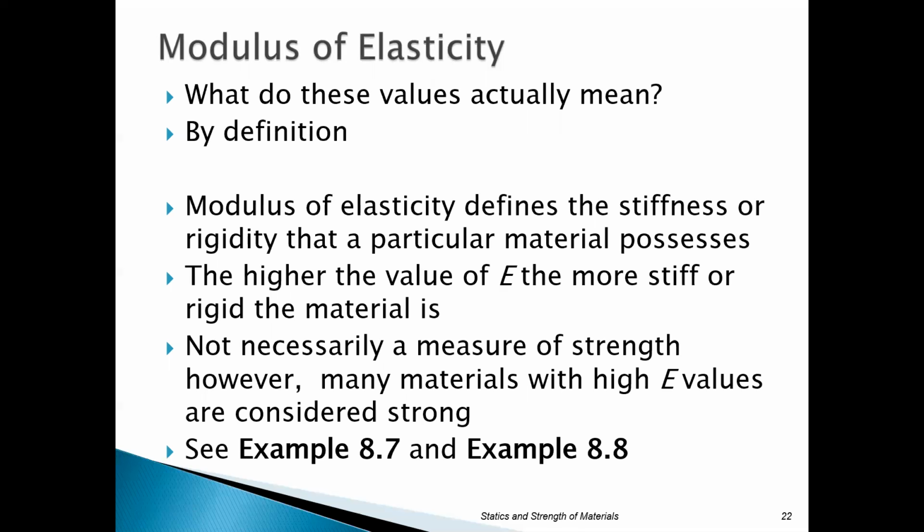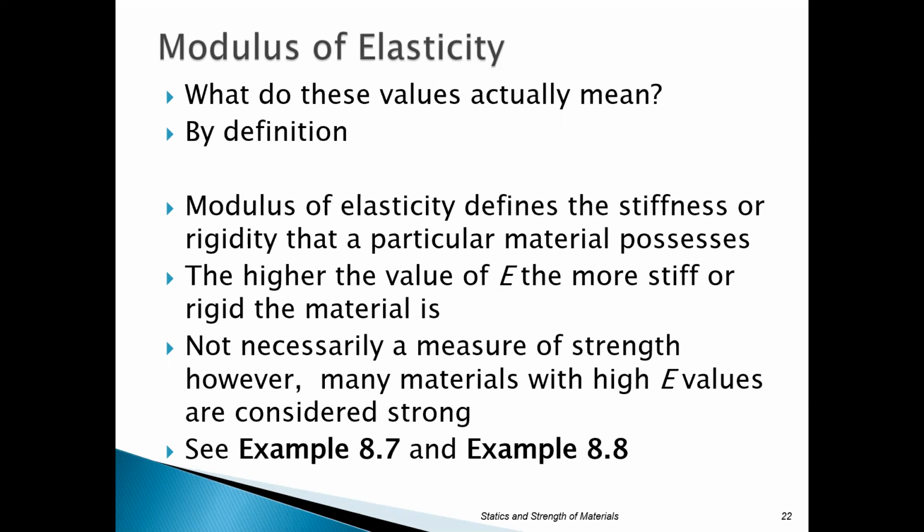So that stiffness is a resistance to that. So the higher the value of E, the more stiff or the more rigid the material is. For instance, you take a rubber band, that's not very stiff. It's going to really, really pull. So you're going to have a really low number when you talk about its modulus of elasticity.